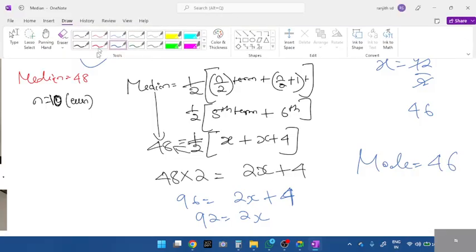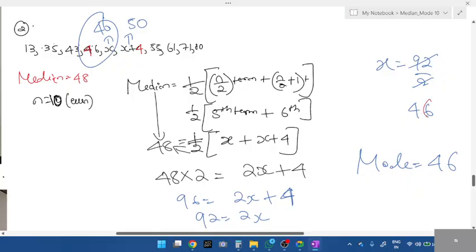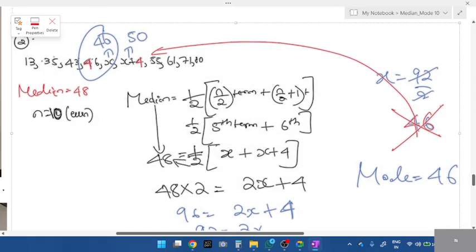Okay. Remember, as soon as you find the value of x, that is not mode, students. This 46 is not mode. In this question, both are the same. If they give such a question, once you find the value of x, that is not the answer. Substitute that and check which number is repeated more number of times. Sometimes you'll get a different value. X will be different, mode will be different. Is it clear, all of you?